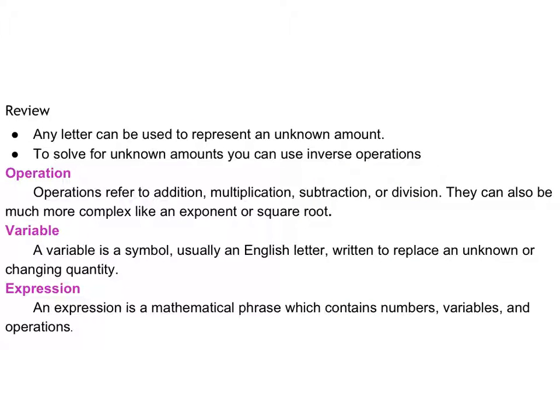Just to review before we end the video, any letter can be used to represent an unknown amount. Usually we just use the first letter of whatever we're trying to represent. To solve for unknown amounts, you can use inverse operations. Operations refer to addition, multiplication, subtraction, or division. They can also be much more complex, like an exponent or a square root. A variable is a symbol, usually an English letter, written to replace an unknown or changing quantity. And an expression is a mathematical phrase which contains numbers, variables, and operations.